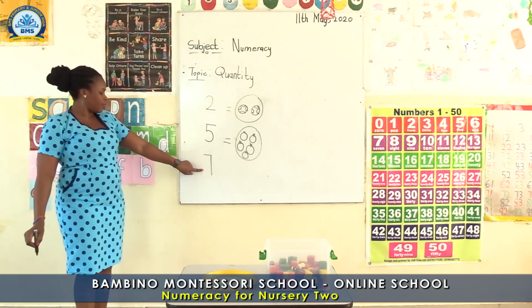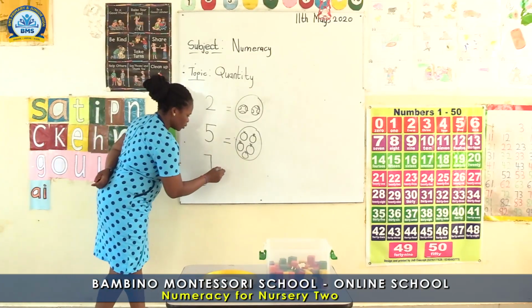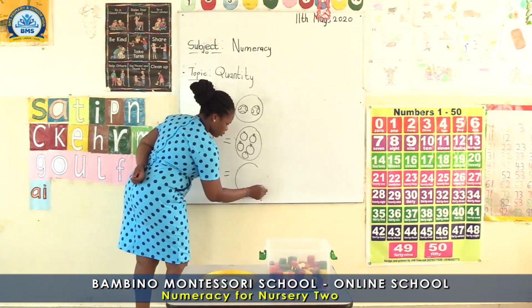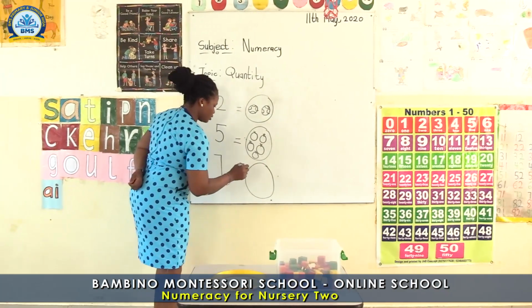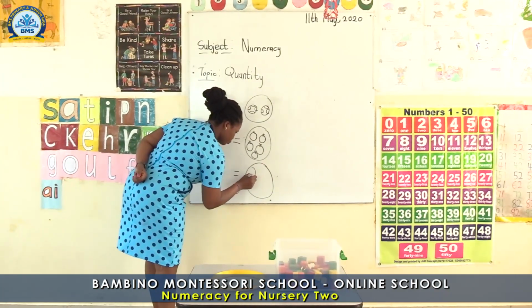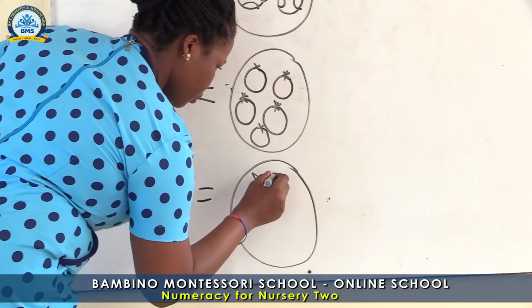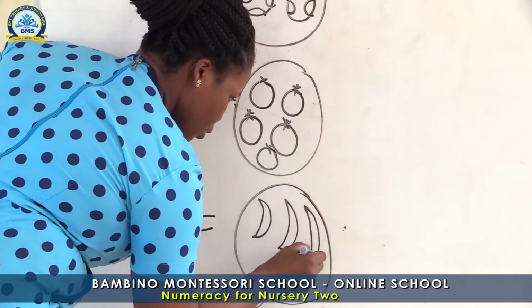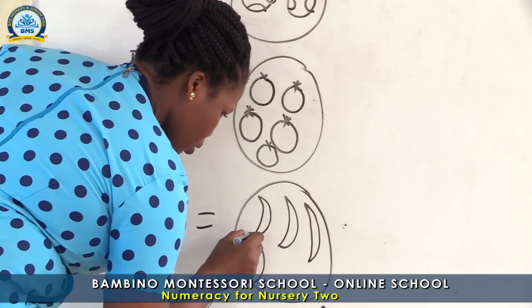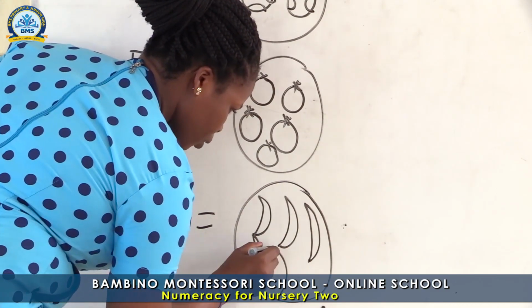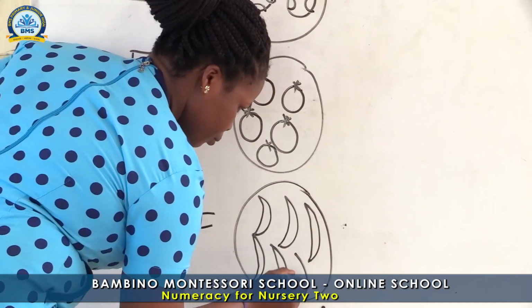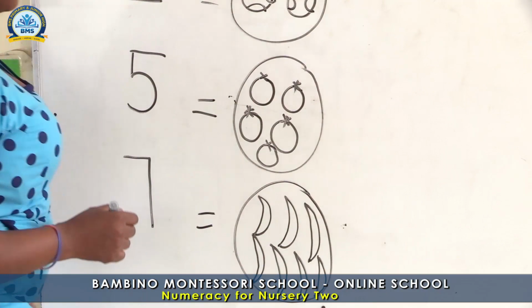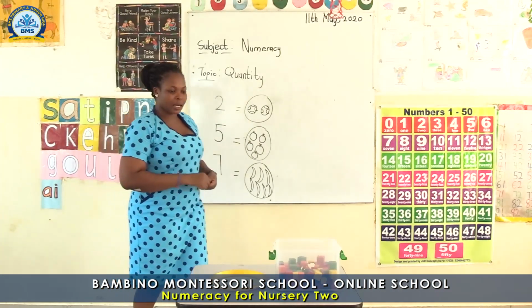What number is this? 7. So how many objects am I supposed to draw in a circle? How many objects? 7. 1, 2, 3, 4, 5, 6, 7. Good. Now let's come to the cubes.